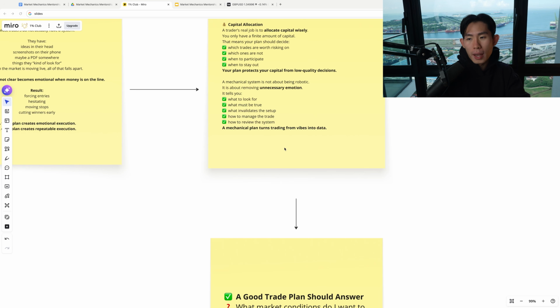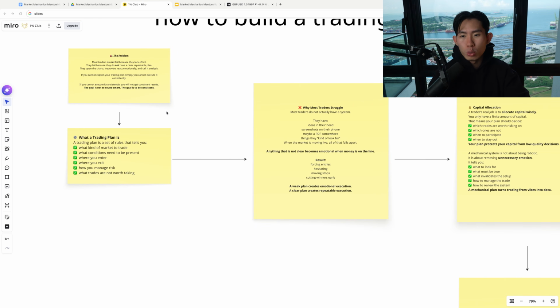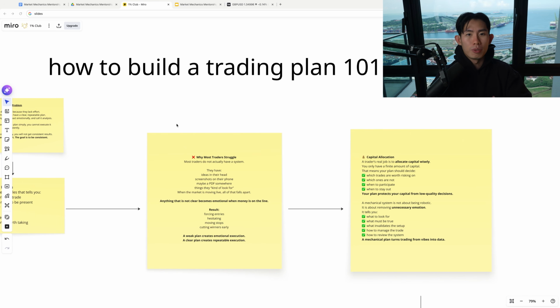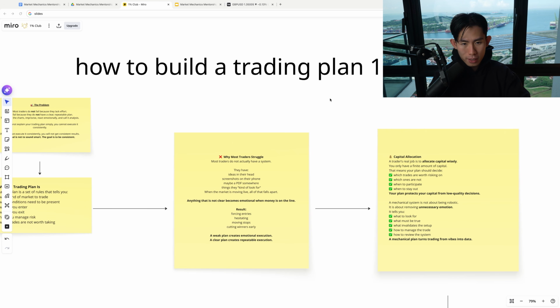That is the beauty of a mechanical trading system, right? It allows you to just not negotiate with the inner bitch. And less negotiation means less emotional damage. Means less losses. As simple as that. With that being said, let's move on to the next part, which I'm going to show you how to build a mechanical trading system live in Edgeflow.